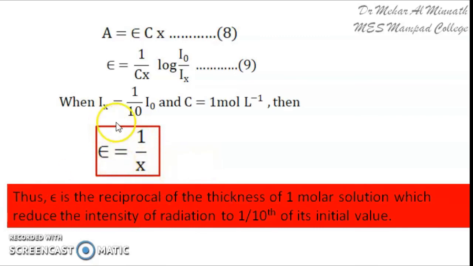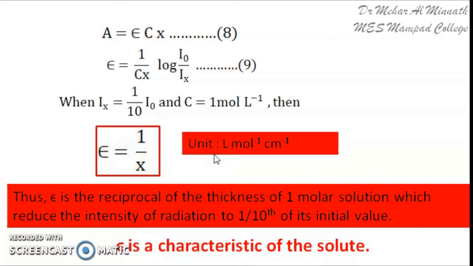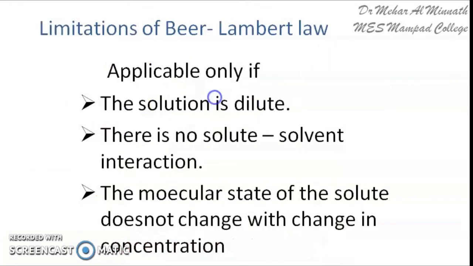So epsilon can be defined as the reciprocal of the thickness of 1 molar solution, which reduces the intensity of the radiation to 1/10 of its initial value. That is, Ix is 1/10 I0. Now every solute has a characteristic epsilon. Epsilon is characteristic of the solute and it has the unit liter mole inverse centimeter inverse.